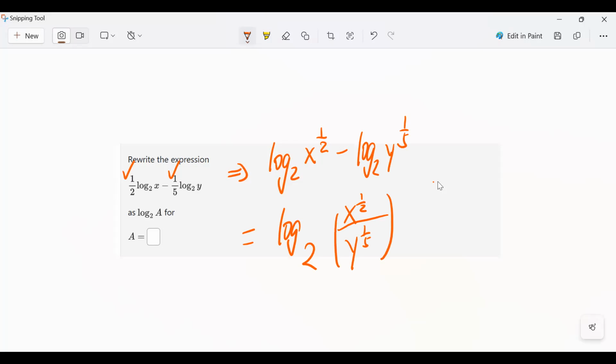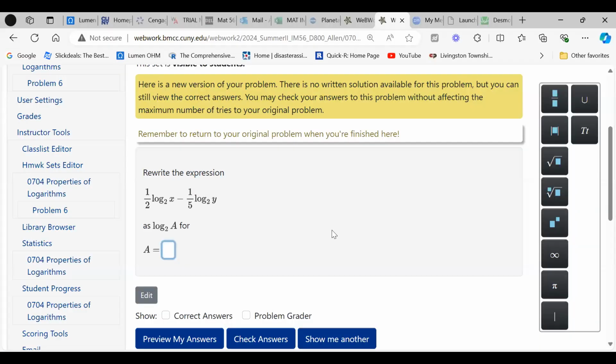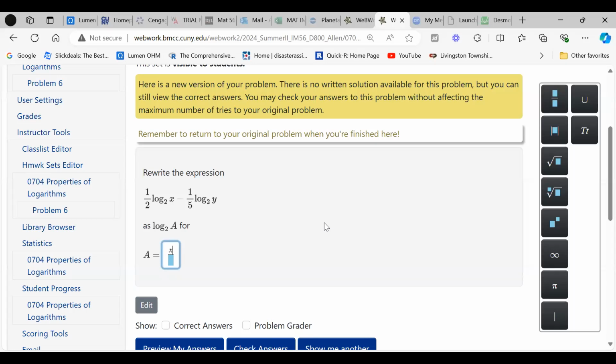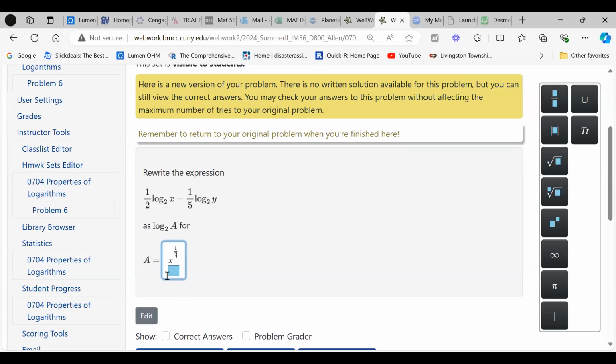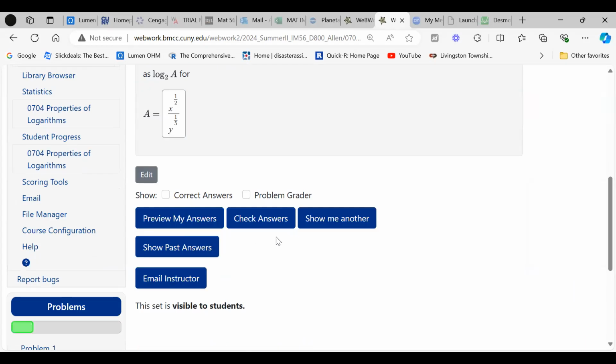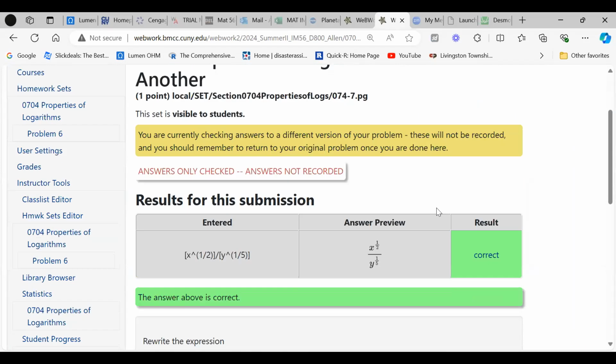And that's the best we can do. We can leave it as is. So here a equals x to the half over y to the 1/5. We're just going to do the fraction first, x to the half, and then y to the 1/5. Should do it. Yep, that's good.